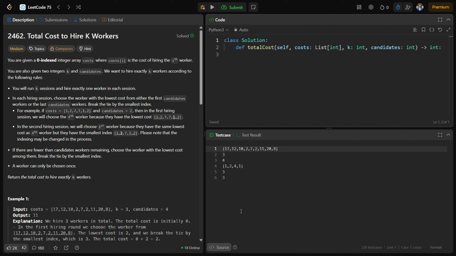Today is the 52nd day of the Leetcode 75 challenge. Let's begin with the 52nd question. Question 2462, Total Cost to Hire K Workers. The level of the problem is medium.